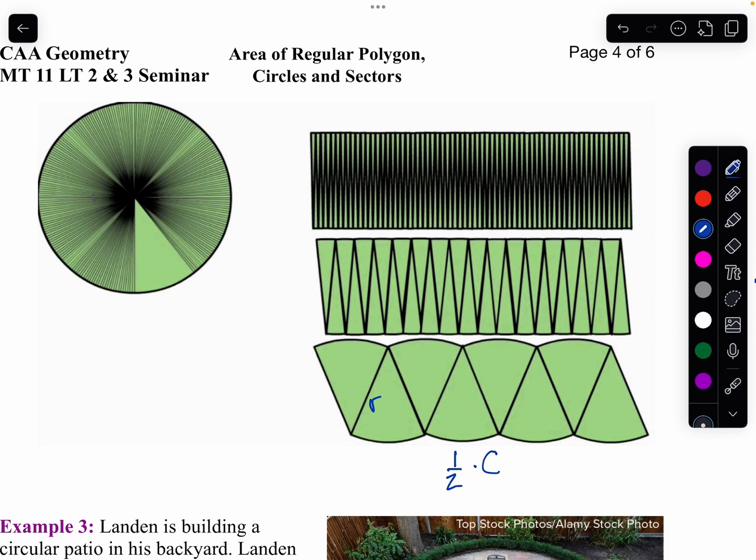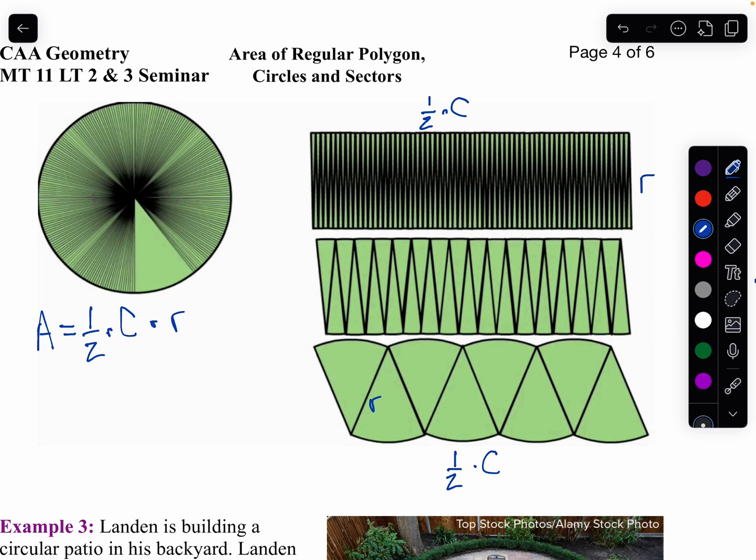Notice this rectangle, like we said, the base is half the circumference. My width is going to be the radius, isn't it? Because I'm taking this radius and I'm making it smaller and smaller till it's practically a vertical line. In other words, the area of a circle is 1/2 the circumference, which is my base, times my radius.